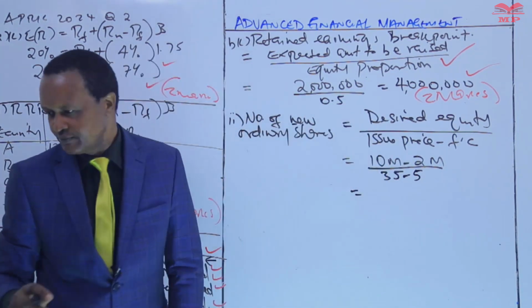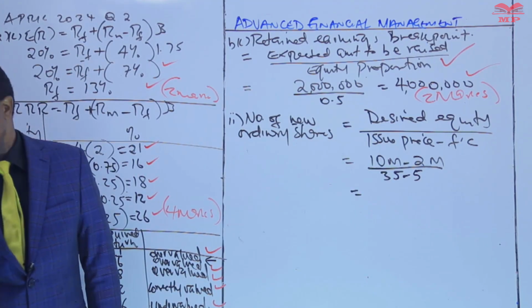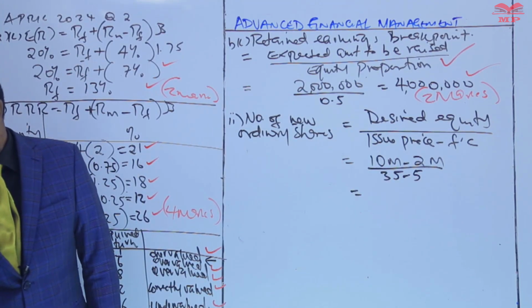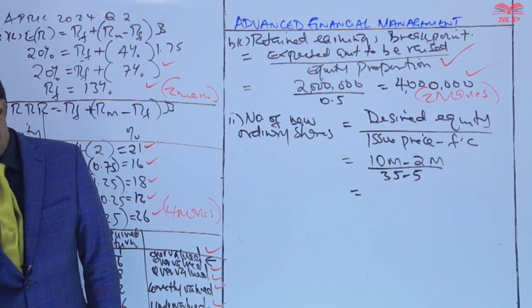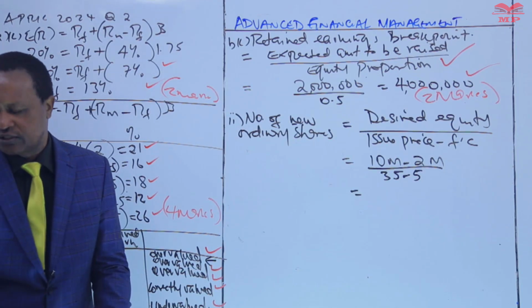How much is it? Do you understand? Kevin says 266,667. You round it off. Shares cannot be in decimals.